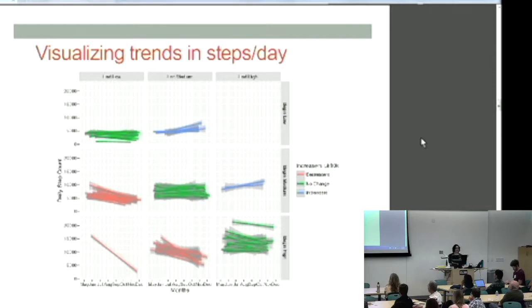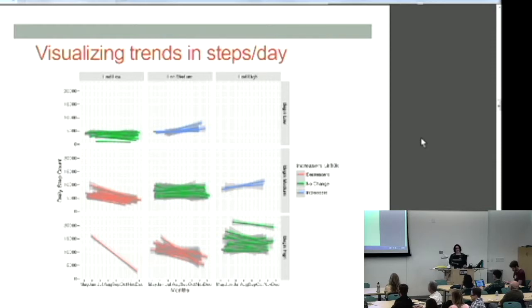One of the things I was really interested in was the trend over the study, and we had what we called the Thanksgiving effect, because it was from the beginning of summer to the end of fall, and in general there was a downward trend in steps per day.